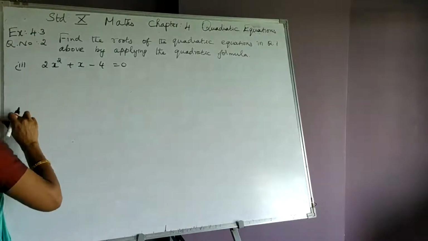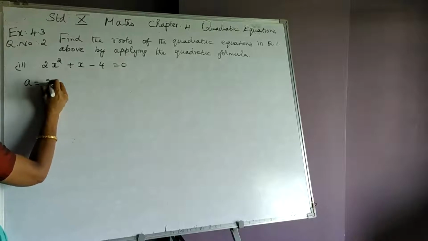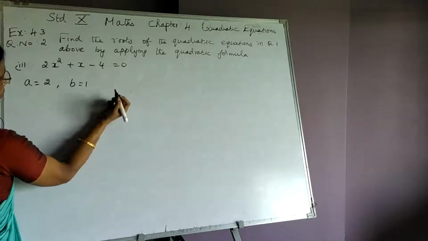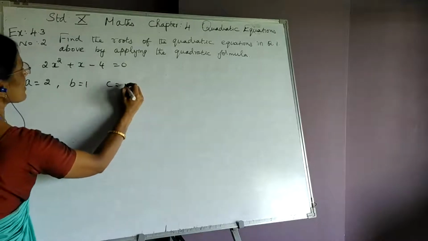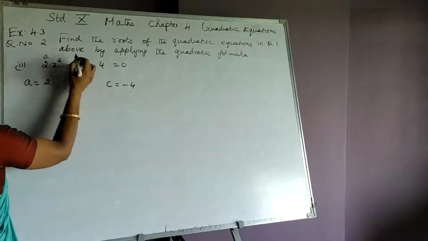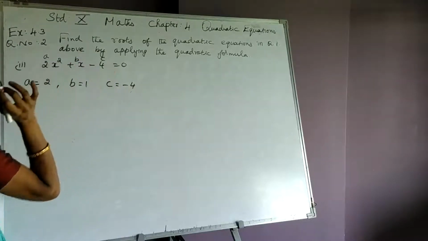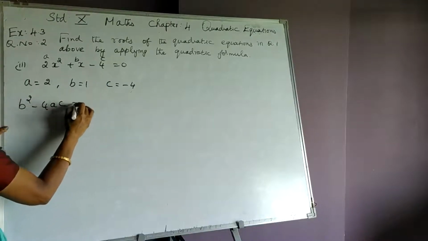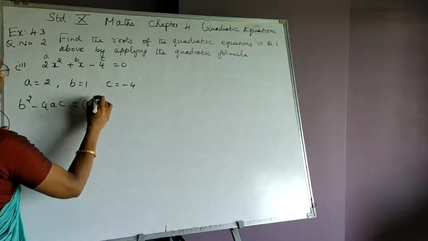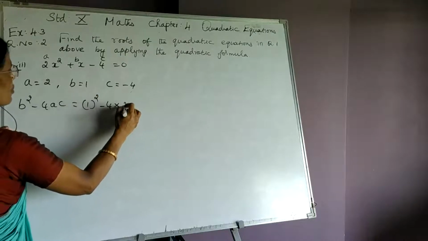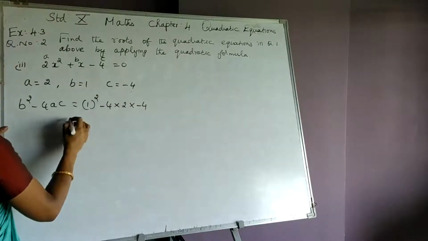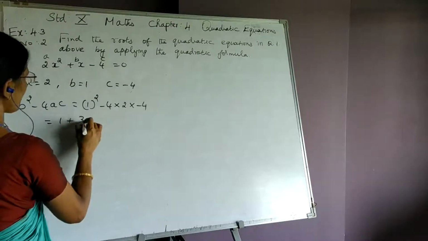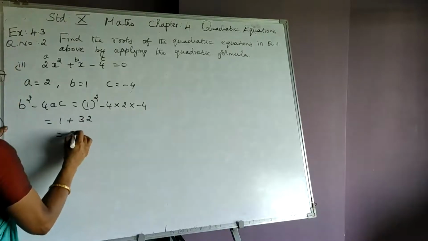Comparing this with the standard form of the quadratic equation, we got a is equal to 2. For b, there is no number, therefore we take 1. c is equal to what? c is equal to minus 4. This is a and this is b and this is c. First we have to find b square minus 4ac. b square is 1 square, a is 2 and c is minus 4, which is 1 plus 32, which is equal to 35.